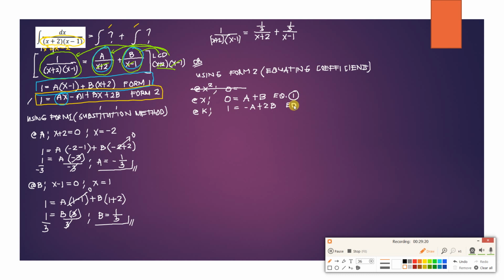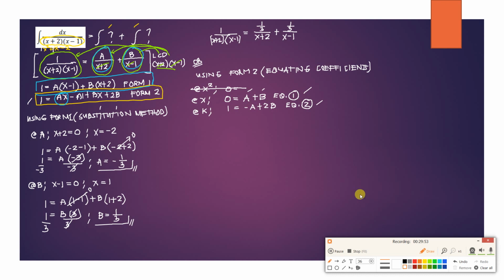Medyo matagal ang method 2 or equating coefficient. Okay, so if we have two equations, 1, 2, two unknowns, a and b. Okay, so we can solve for a and b. Kasi sabi natin, pag dalawa ang nawawala, kailangan ang equation ninyo dalawa rin or higit sa dalawa. Hindi kasi mas marami ang nawawala or unknowns kesa doon sa equations. So, paano gagawin natin?